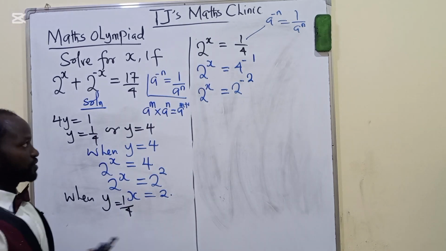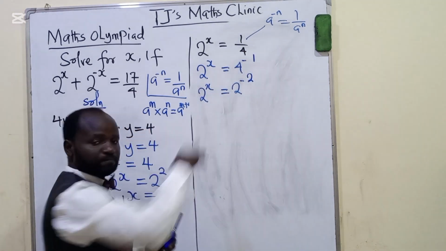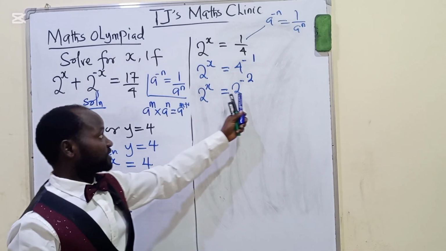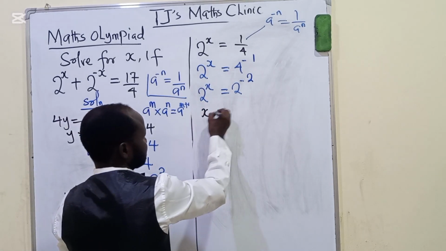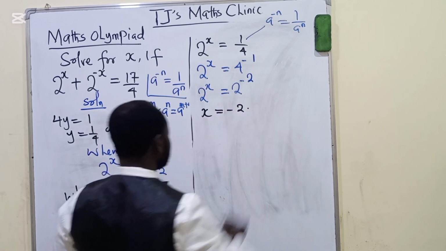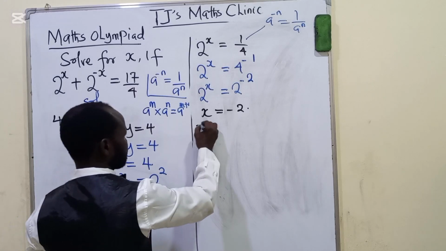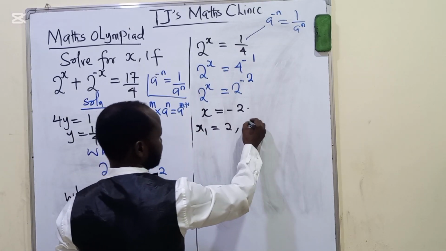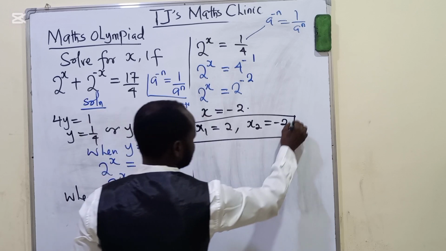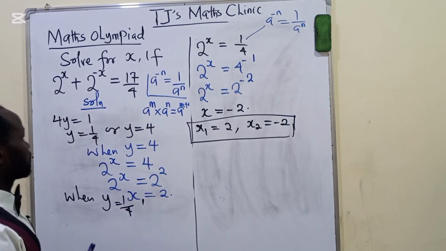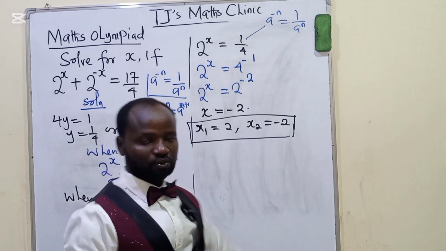Very important, because if I apply this negative law, I'll still get 1 over 4 at this point. The bases are the same on both the left hand side and the right hand side. We are free to equate their respective power. Therefore, x now will be equal to minus 2. We can conclude that, let this be x1. X1 is 2, then x2 is minus 2. So these will be the values of x. X1 is 2, x2 is minus 2.